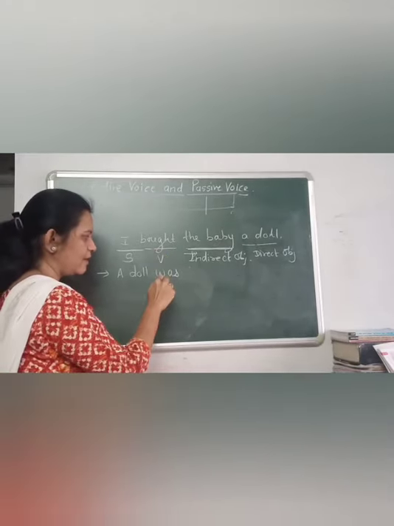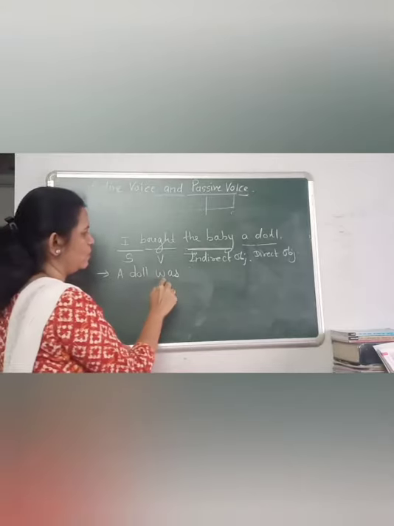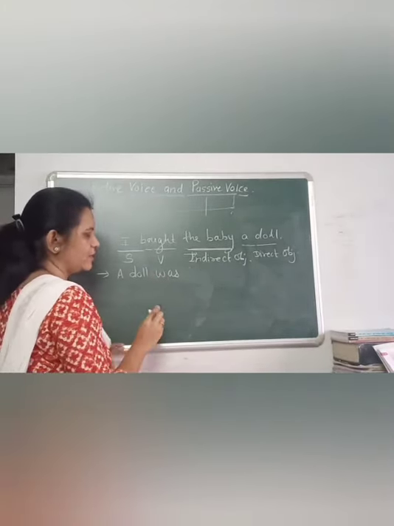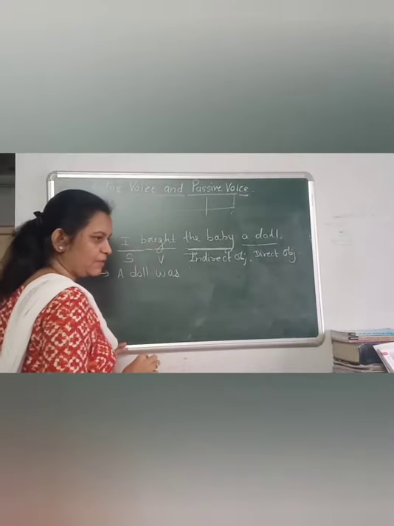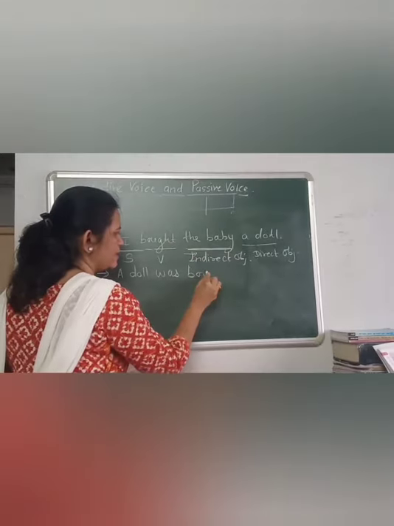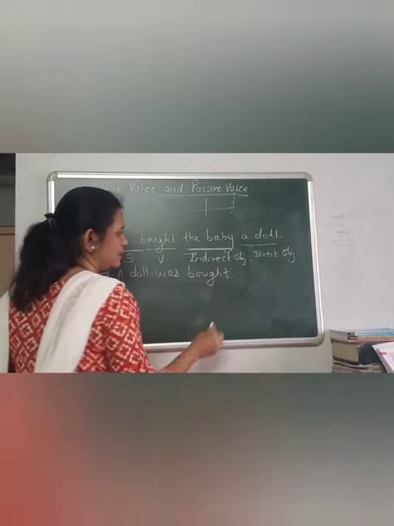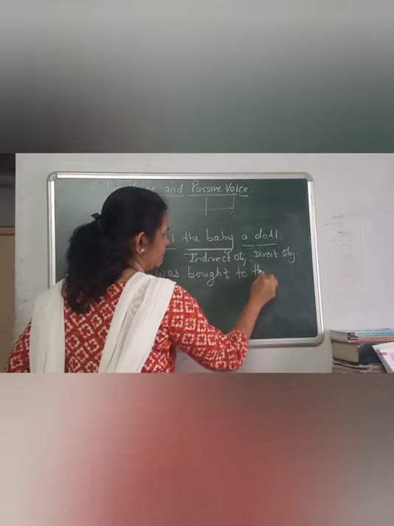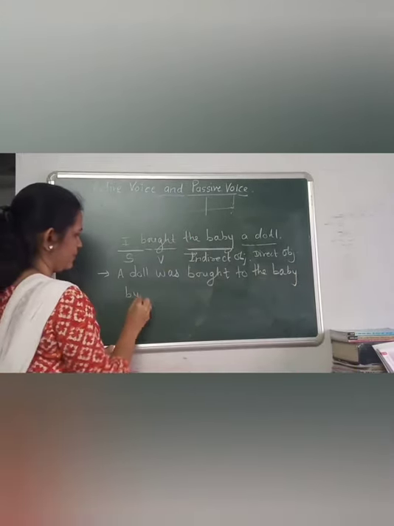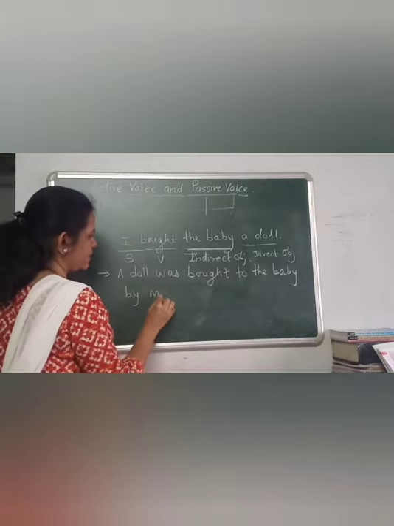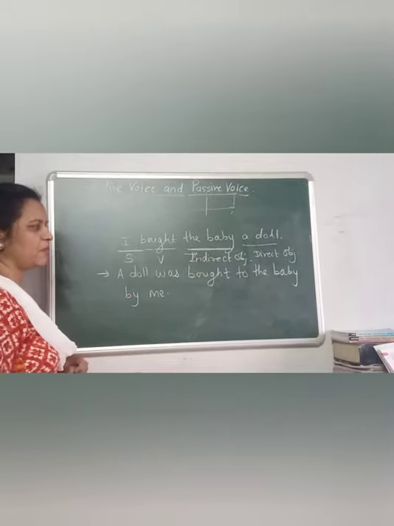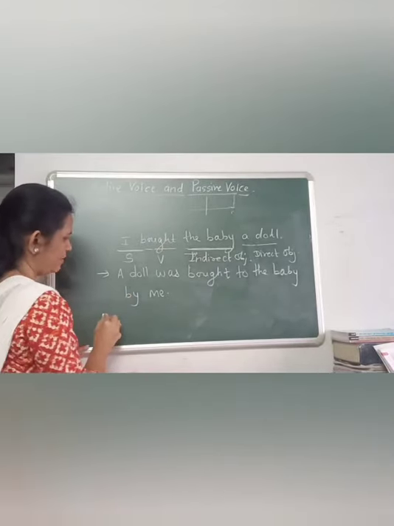Past tense is there and a doll is singular. So what did we use here? We used was. A doll was. Then the past participle of the verb. Buy, bought, bought. The same is here, means a doll was bought to the baby by, and what is the objective case of I? That is me. Means a doll was bought to the baby by me.